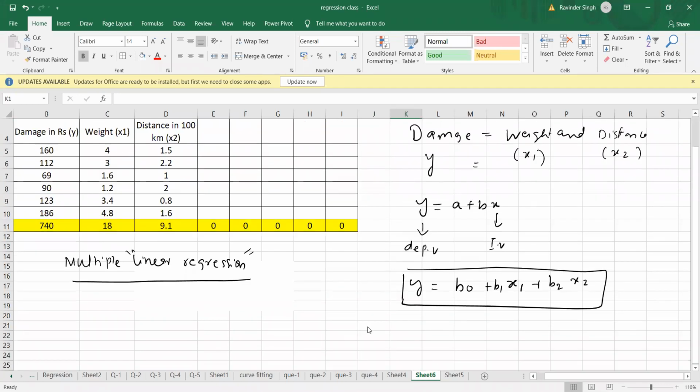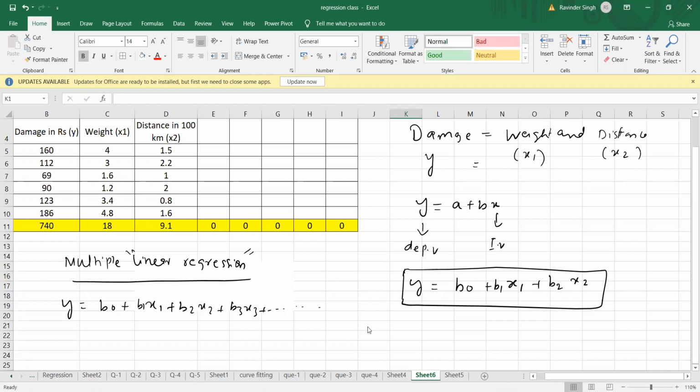The only thing you have to remember here is that if x1 changes by 1 unit, then y also will change, and if x2 changes by 1 unit, then y also will change, because y depends upon both x1 and x2. Multiple linear regression is always written in the form y = b0, one constant, plus b1 x1, plus b2 x2, plus b3 x3 and so on. It depends upon how many independent variables you have. But in our case, we have only two independent variables, so I have to stop at b2 x2.